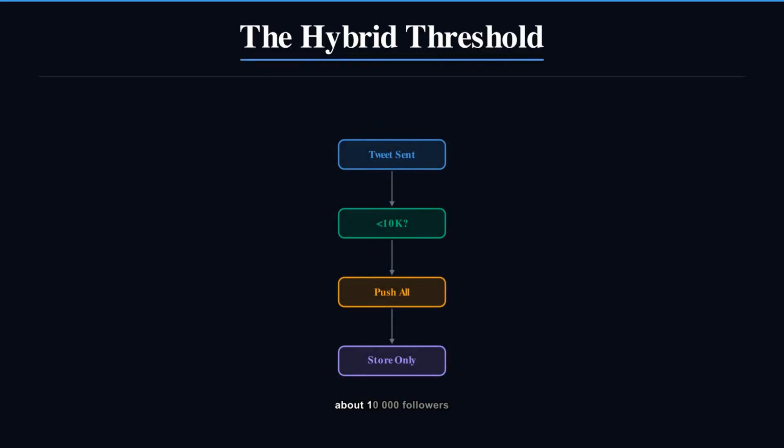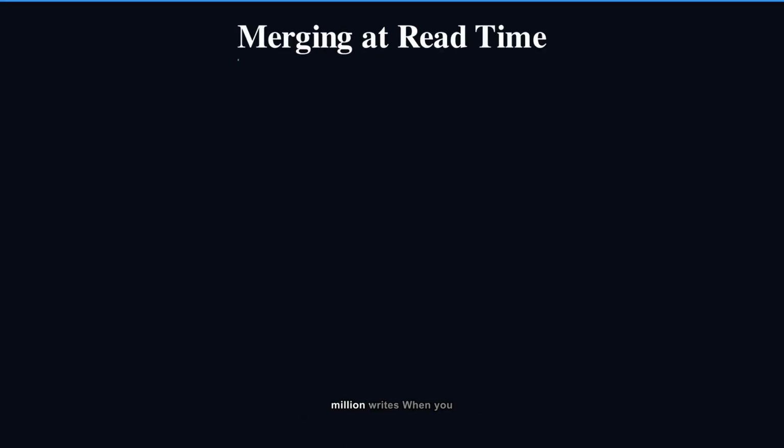Twitter's answer: hybrid fan-out. Under about 10,000 followers, push instantly. Mailbox delivery. Over that threshold, store the tweet once and let followers grab it directly at read time. Following 50 celebrities adds 50 lookups, not 500 million writes.